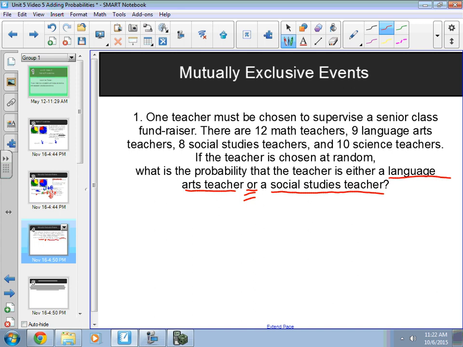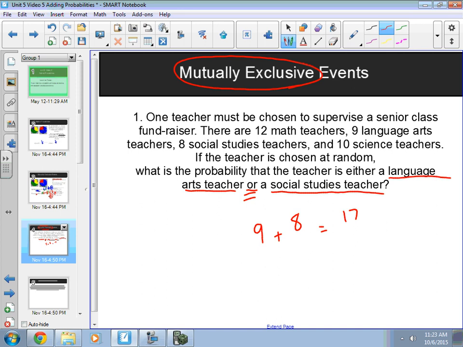All right, in this problem, a language arts teacher is not going to be a social studies teacher. Those two things are mutually exclusive. They're different groups. So "or" is telling us one or the other, just add them up. It looks like we have 9 language arts teachers and 8 social studies teachers. We want to add those up out of the total. Well, if we add them up, we get 17.